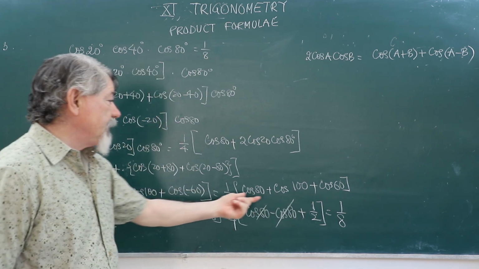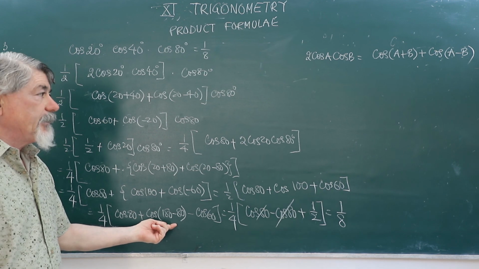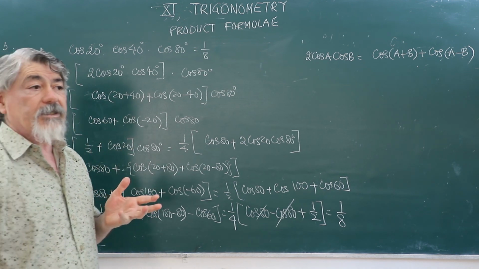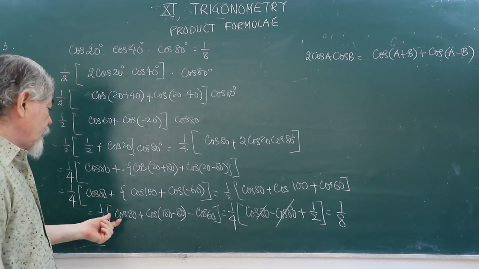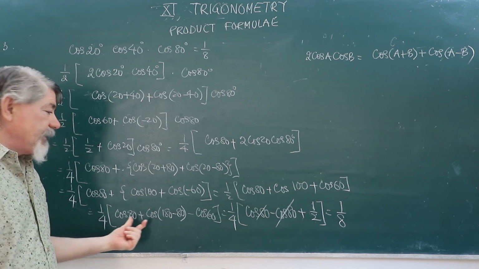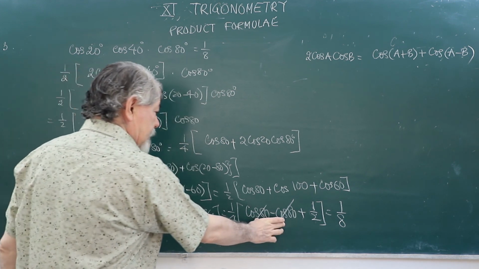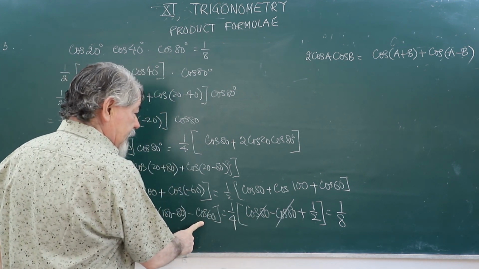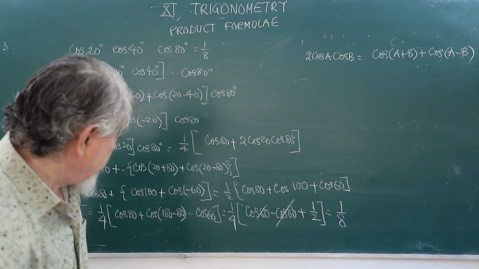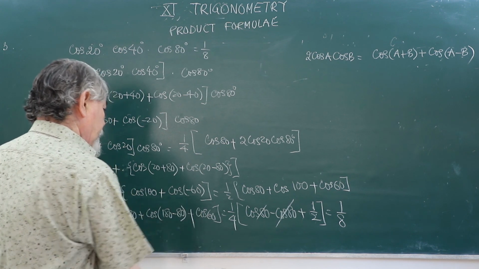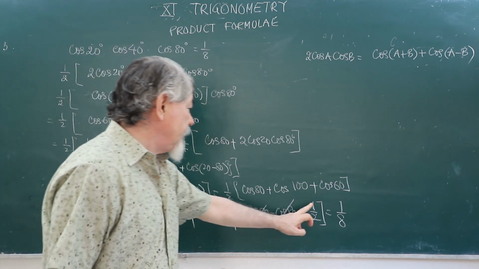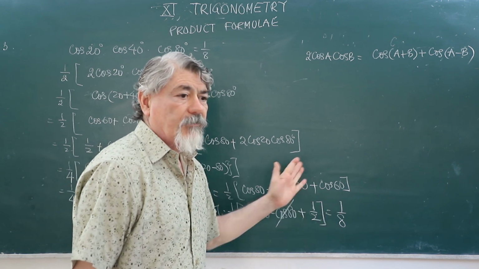Cos 100 can be written as cos (180 minus 80), which will be in the second quadrant, and in the second quadrant cos is negative. So cos 80 minus cos 80 will cancel, and the value of cos 60 is 1 upon 2. It is plus here. So cos 60 is 1 upon 2. So 1 upon 4 into 1 upon 2 will give you 1 upon 8.